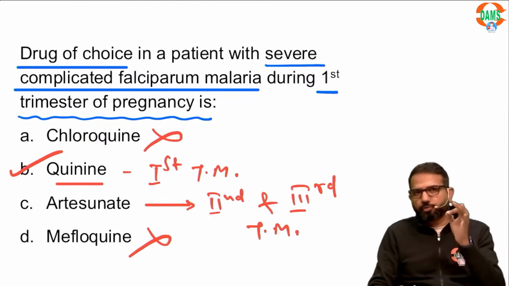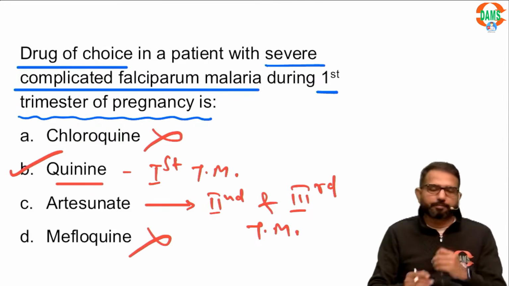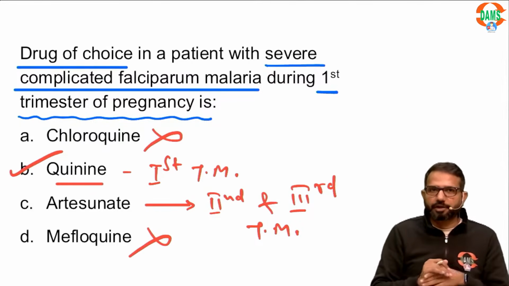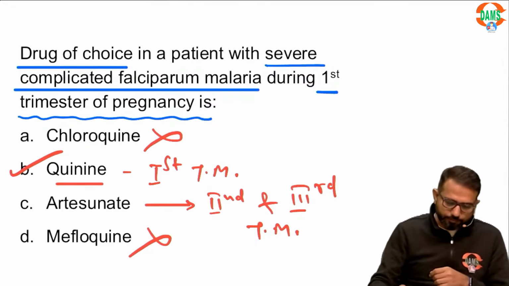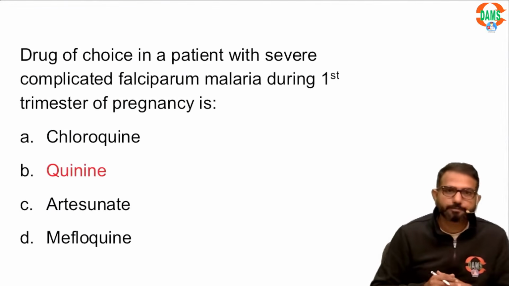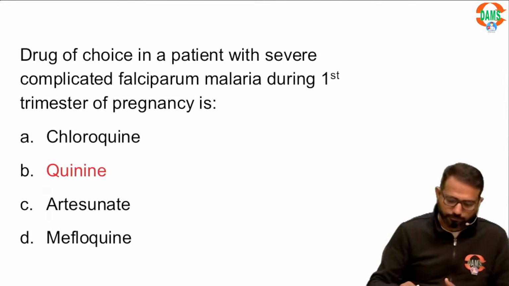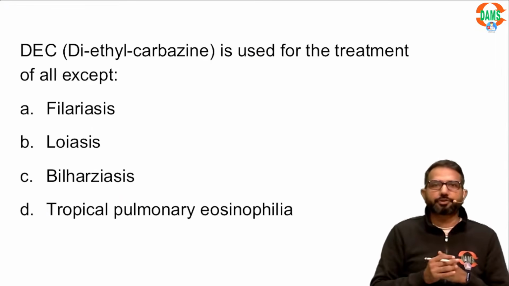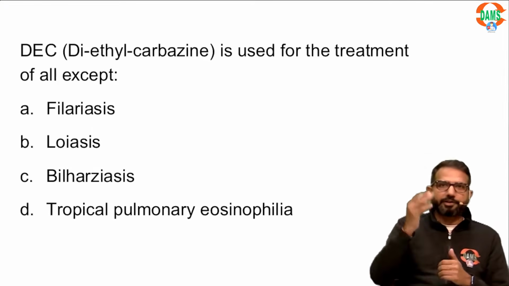The overdose of quinine is called cinchonism. There is risk of hypoglycemia, tinnitus, vertigo, and blackwater fever is seen with quinine. So that's why overall drug of choice is artesunate. See the next question from the helminth infestation.